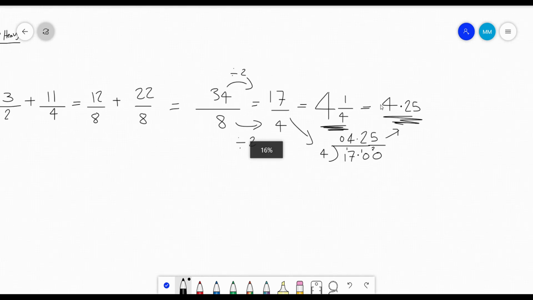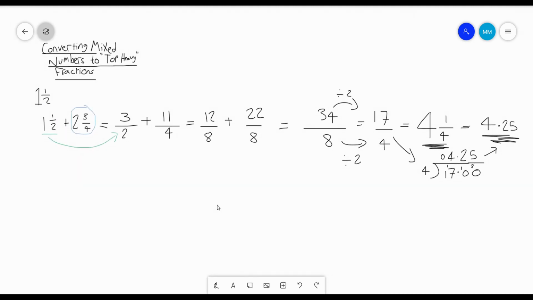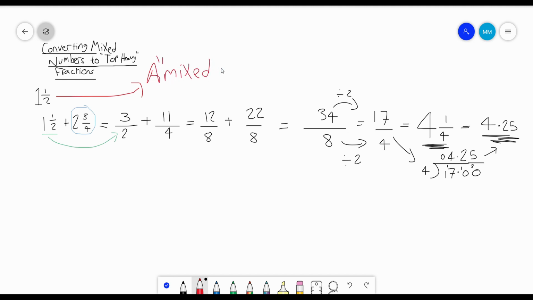So that's that all done. I'll just zoom out for you, so hopefully I can fit this all on the page so you can take a good look at it. And in fact, what I'll do, so it's not confusing, I will label this a mixed number. There you go. That's it.